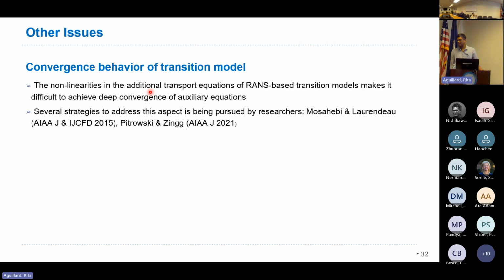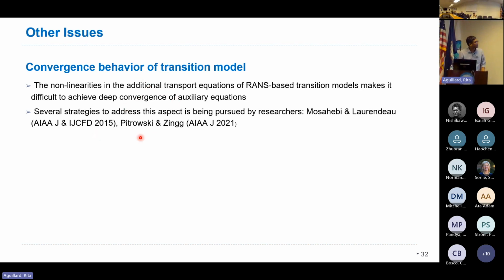The final big elephant in the room is the convergence of transition models. There's no clear answer to this because each transition model behaves very differently and they achieve different convergence levels. Sometimes they give you a false sense of converged behavior. Everything flatlines, but then you change a little bit and slightly perturb it, then you get a second level of convergence. So you're never thoroughly sure that you're converged.